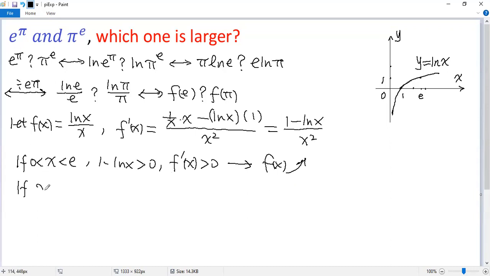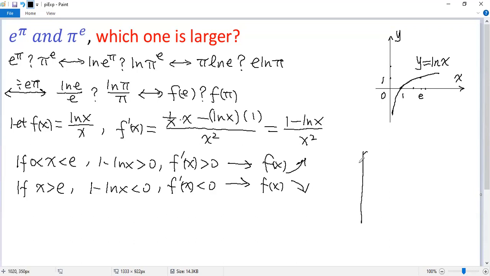Similarly, if x is greater than e, then ln x is greater than 1. So 1 minus ln x is less than 0. So the derivative is less than 0. In this case, we know f(x) is decreasing.